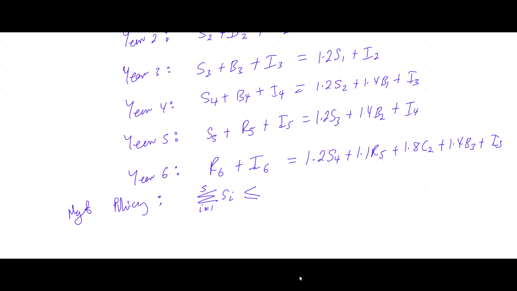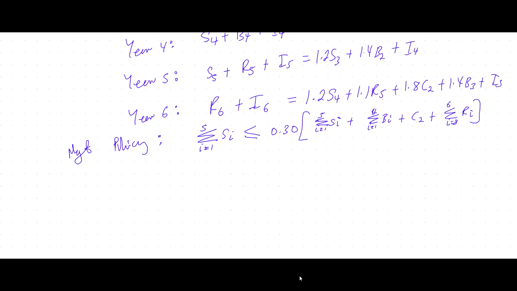The total investment, 0.3 times the total investment. Total investment is made up of summation of S_i, i equal to 1 to 5, plus summation of B_i, i equal to 1 to 4, because we have B1, 2, 3, 4, plus C2, plus summation of R_i, i equal to 5 and 6, that's for R. So that is the policy on the total investment.